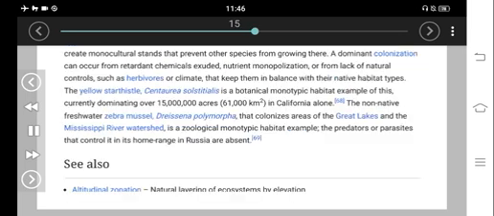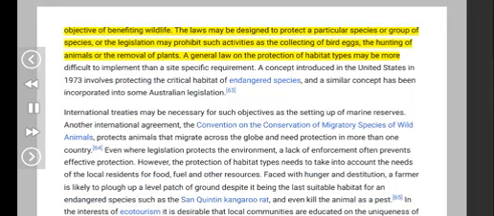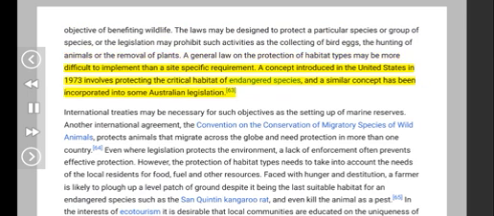The laws may be designed to protect a particular species or group of species, or the legislation may prohibit such activities as the collecting of bird eggs, the hunting of animals or the removal of plants. A general law on the protection of habitat types may be more difficult to implement than a site-specific requirement. A concept introduced in the United States in 1973 involves protecting the critical habitat of endangered species, and a similar concept has been incorporated into some Australian legislation.